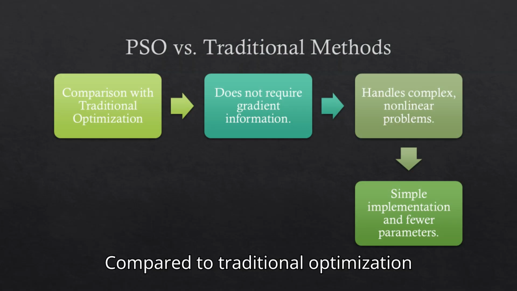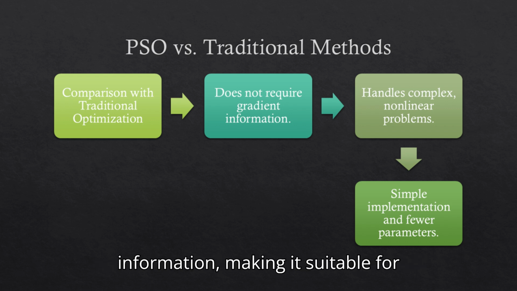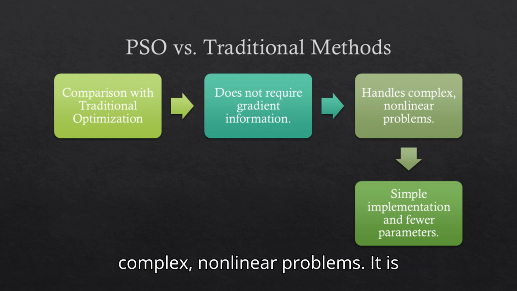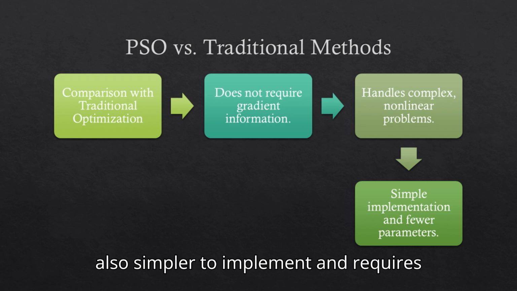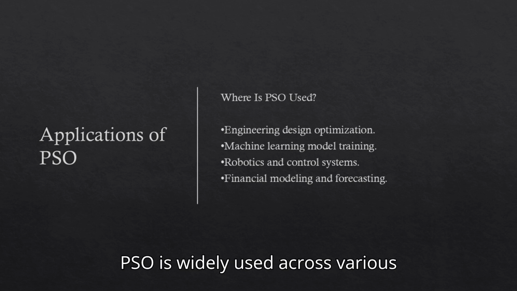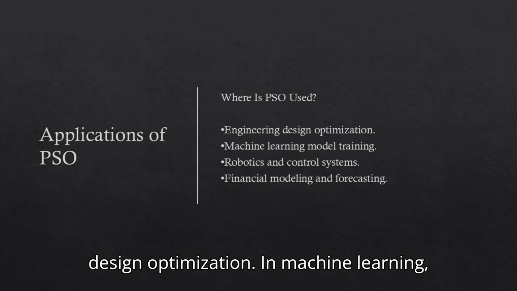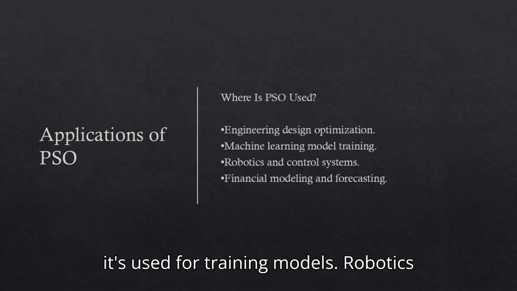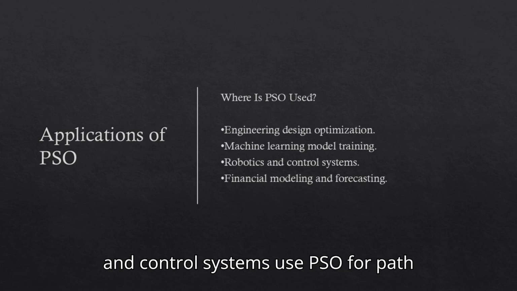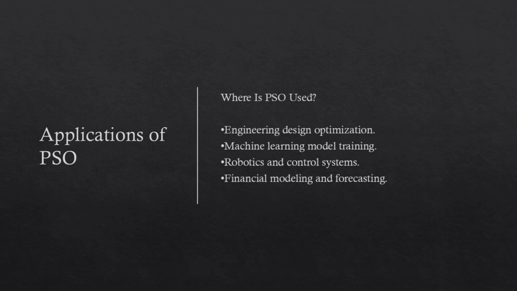Compared to traditional optimization methods, PSO does not require gradient information, making it suitable for complex, nonlinear problems. It is also simpler to implement and requires tuning of fewer parameters. PSO is widely used across various fields. In engineering, it's applied for design optimization. In machine learning, it's used for training models. Robotics and control systems use PSO for path planning, and it's also employed in financial modeling and forecasting.